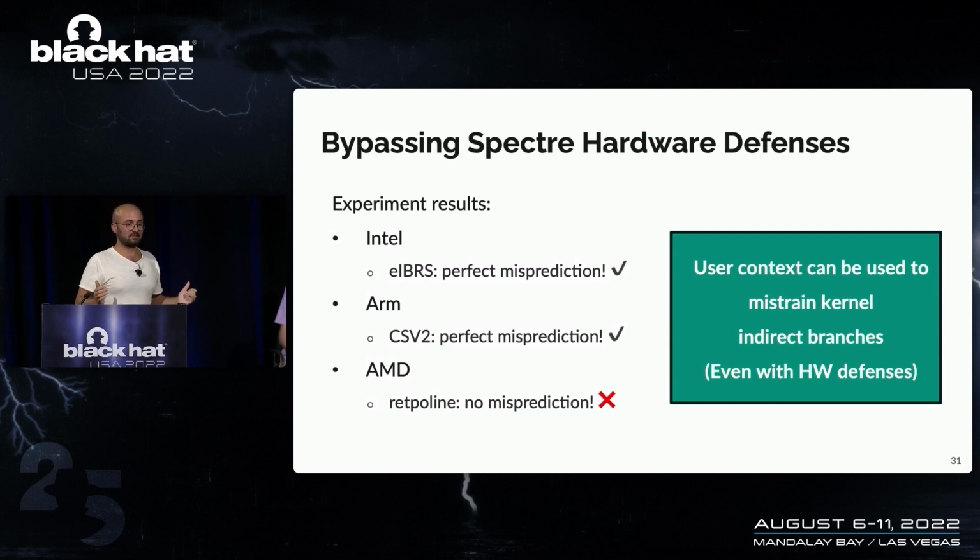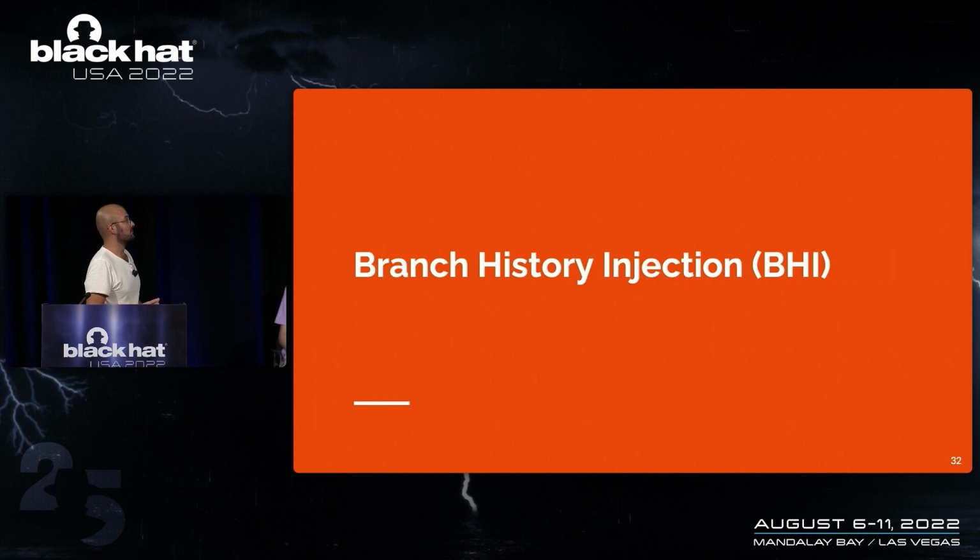So let's just try to understand what this means. With this experiment, we basically show that the user context can be used to mistrain kernel indirect branches, even in the presence of these new hardware defenses. And this is our new primitive that we call branch history injection. And now Enrico is going to explain to you how we can use this to build a new exploit.